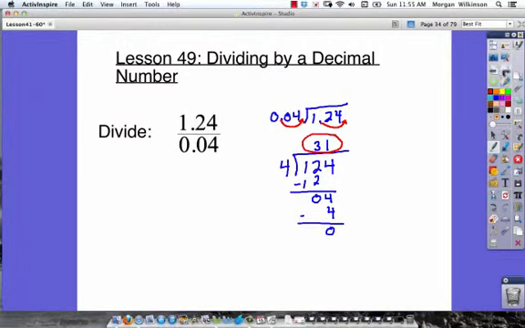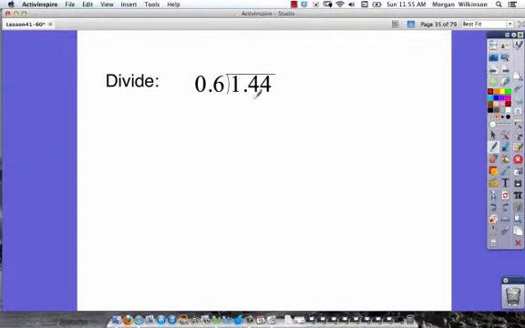Let's look at another example. Here we have to divide 1 and 44 hundredths divided by 6 tenths. So, we need to divide by a whole number. So we're going to move the decimal point over 1. So we're dividing by 6. So our new divisor is 6.